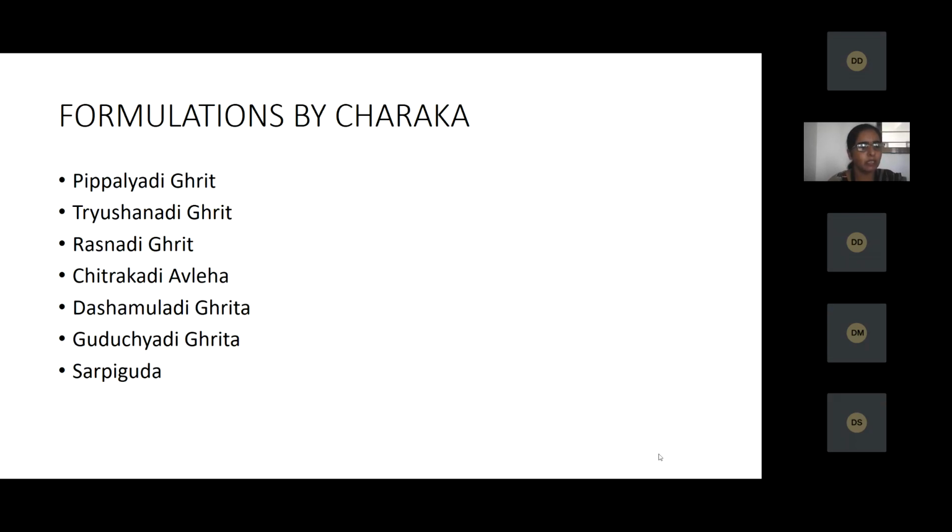Some formulas from Charak Samhita we can use for COPD patients are Pipalyadi ghruta, Trushnadi ghruta, Rasnadi ghruta, Chitrakadi ghruta, Dashamula ghruta, Guduchyadi ghruta and Sarpi guda. These ghruta preparations address the three doshas, Vata, Pitta and Kapha, which will help for samprapti vighatan in COPD patients.